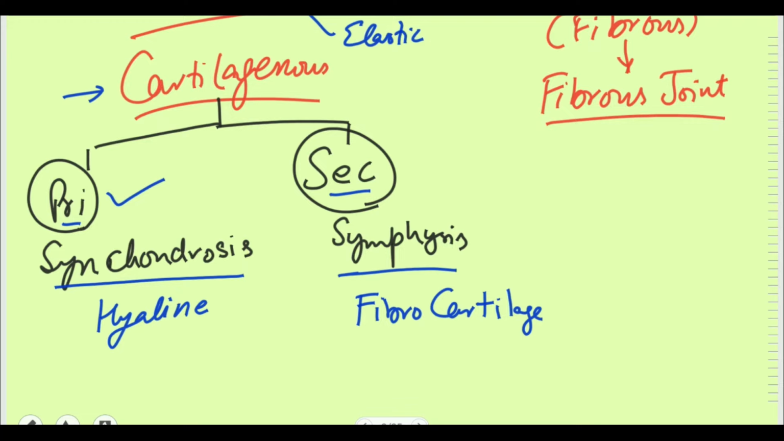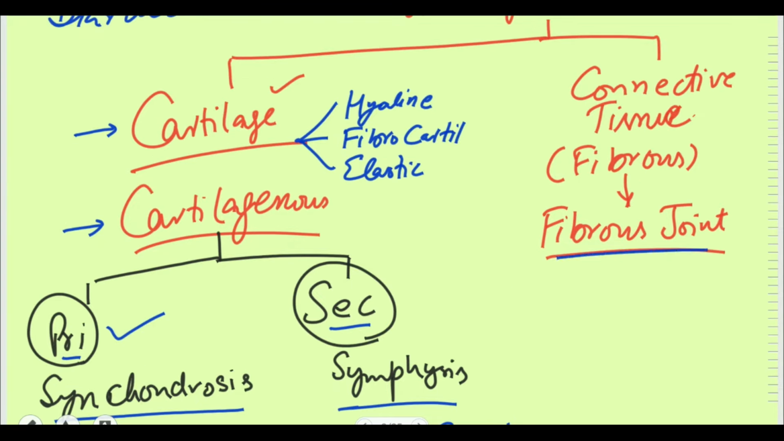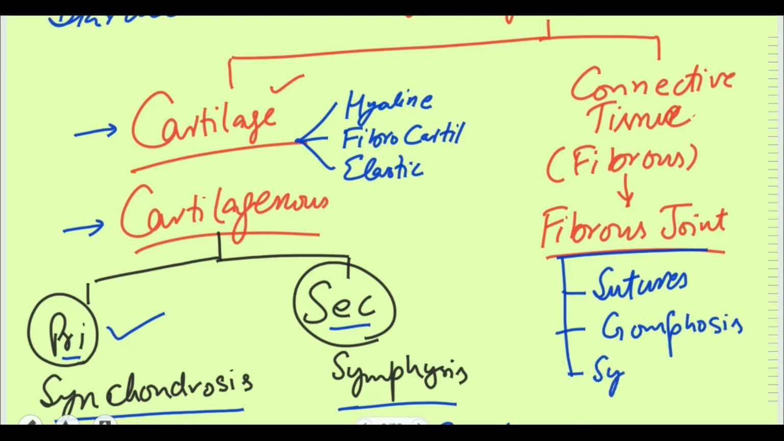Another difference that I will explain in detail is that primary cartilaginous joint is before the birth of the bone and secondary cartilaginous joint is after the birth of the bone. I will explain shortly. Now the fibrous joint that has fibrous connective tissue as the uniting medium has three categories. One is the sutures, then the gomphoses, and then the syndesmosis. I will explain these terms one by one.